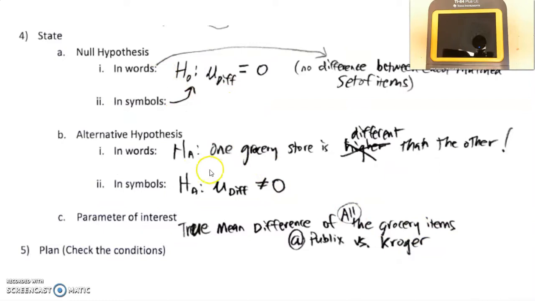So the null hypothesis and alternative, this is where I saw a lot of difference in terms of the answers. And in words, I'm looking for the null to basically say, hey, there's no difference between each matched pair set of items at Kroger and at Publix. Now that I'm looking at that, that's really referring back to the sample, but it's not between each matched set of items in the sample, but in the entire store.